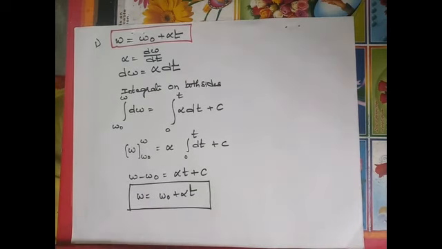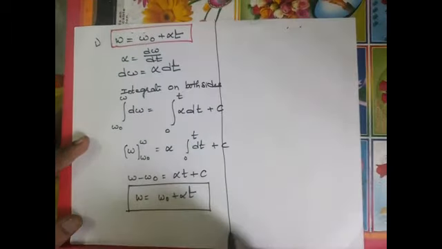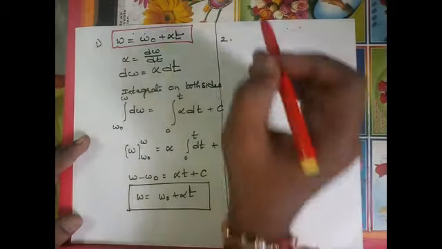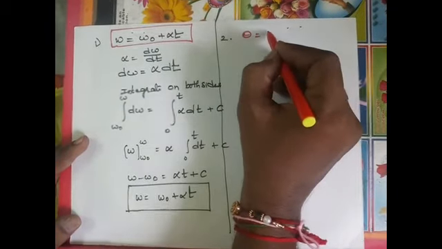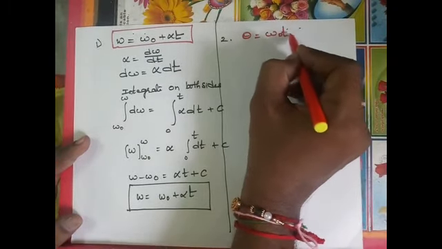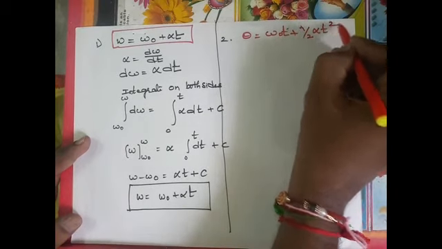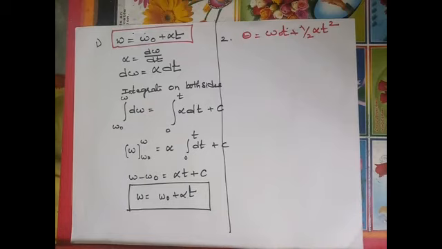This is our required equation: omega is equal to omega naught plus alpha t. This is the first equation of motion in the case of a rigid body rotating about a fixed axis. Now we have to prove the second one. What is that? The second one is theta equal to omega naught t plus half alpha t square. Now we have to prove that one.